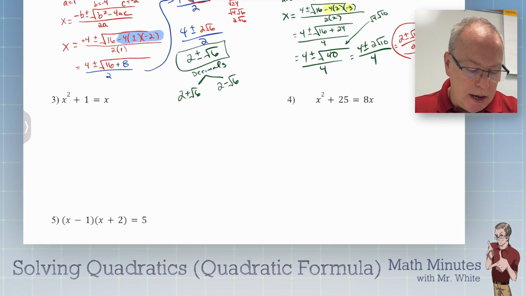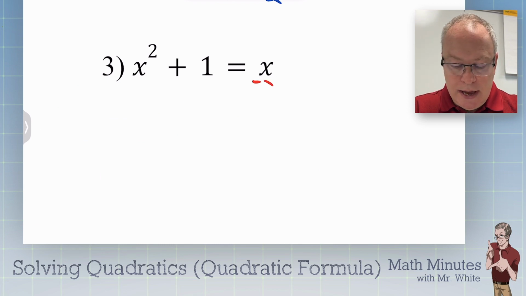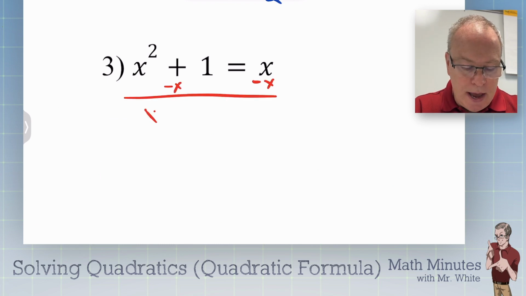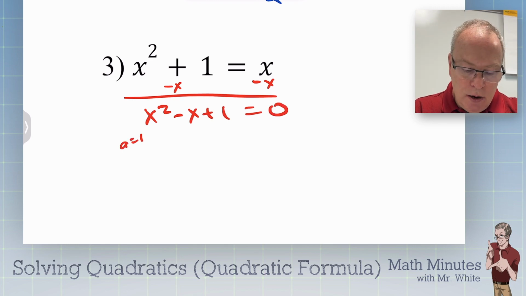All right, moving on. We're making great progress here. What about number 3? Well, we got to get everything to one side first. So x squared minus x plus 1 equals 0. You got to get everything equal to 0. And then a is 1, b is negative 1, and c is 1.